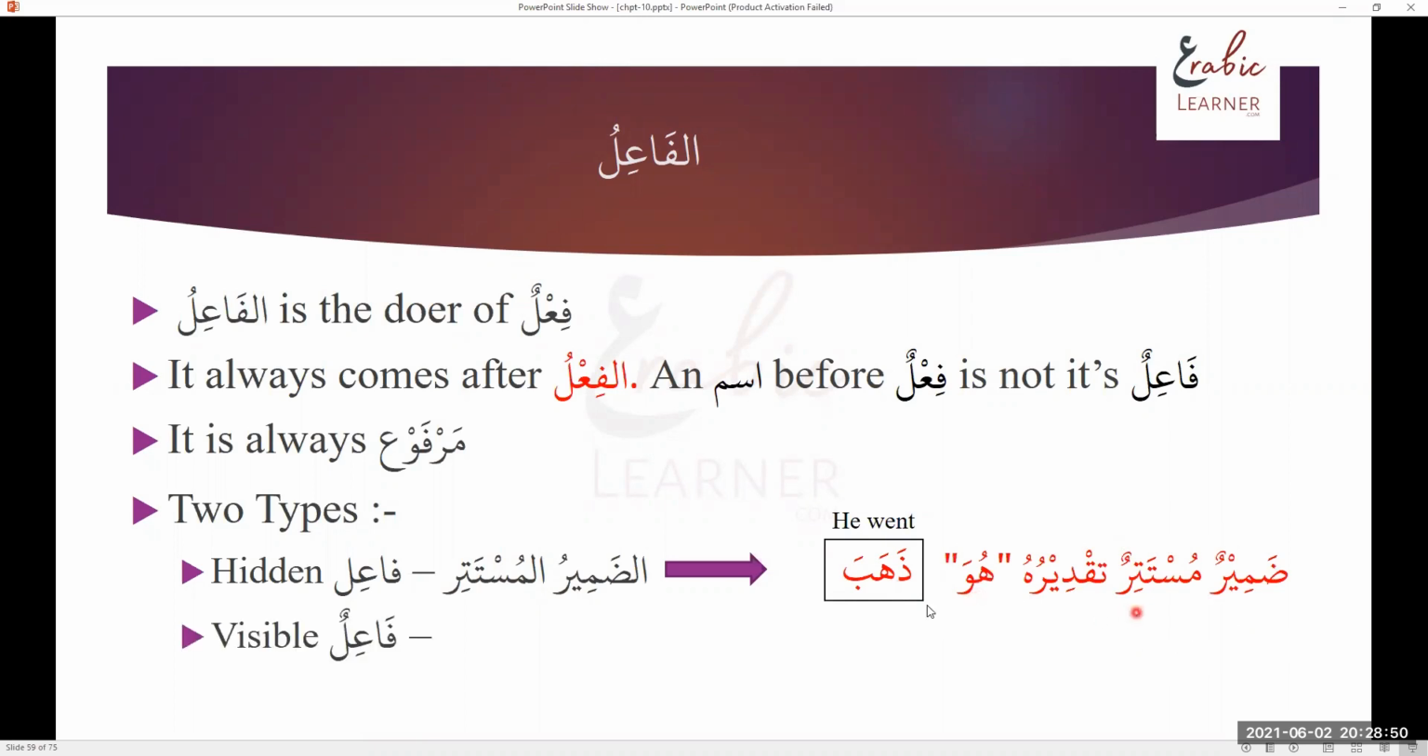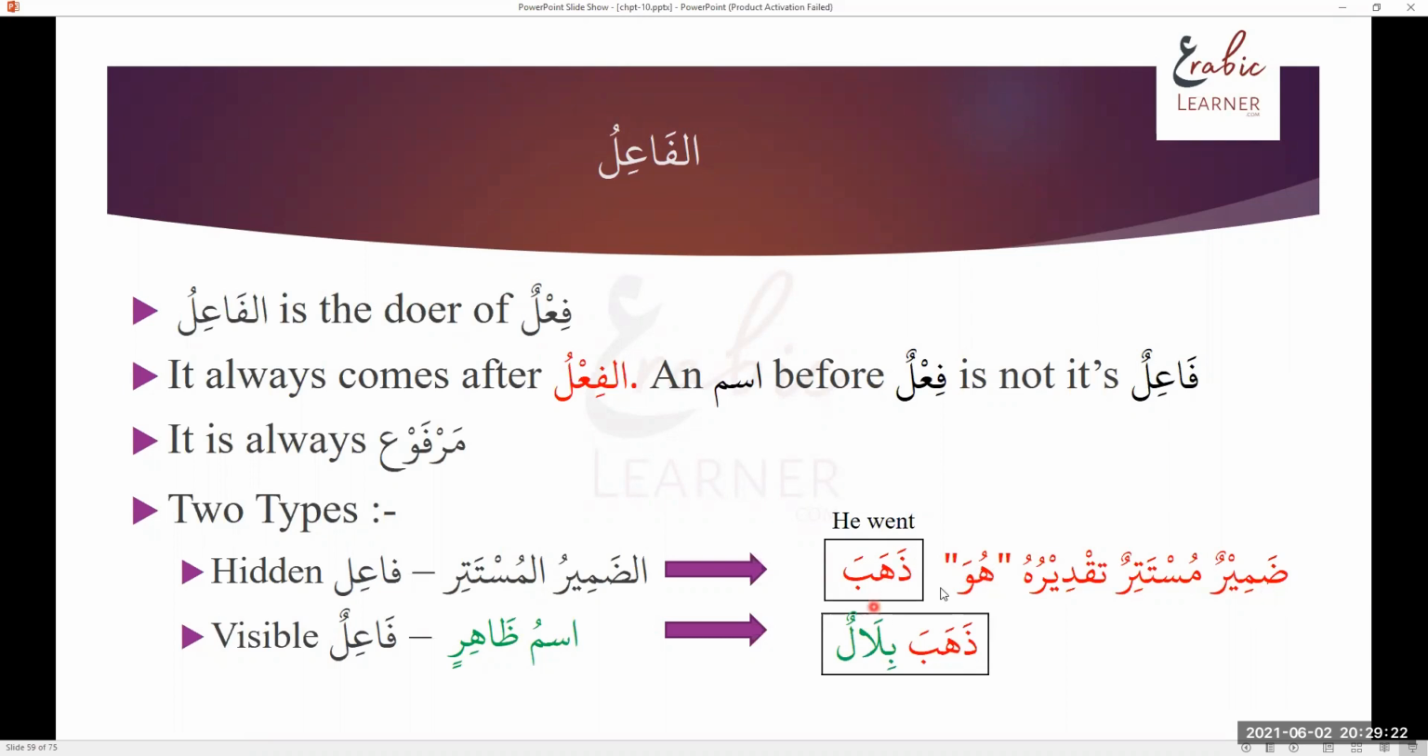Now there is also a fa'il that is written, visible in the sentence. This is the example that I gave you before: Zahaba Bilalun. If you cannot remember these terminologies, you don't need to. All these are some extra information. Ismu zahirin means the ism that is visible, the fa'il that is visible. So you don't need to remember.